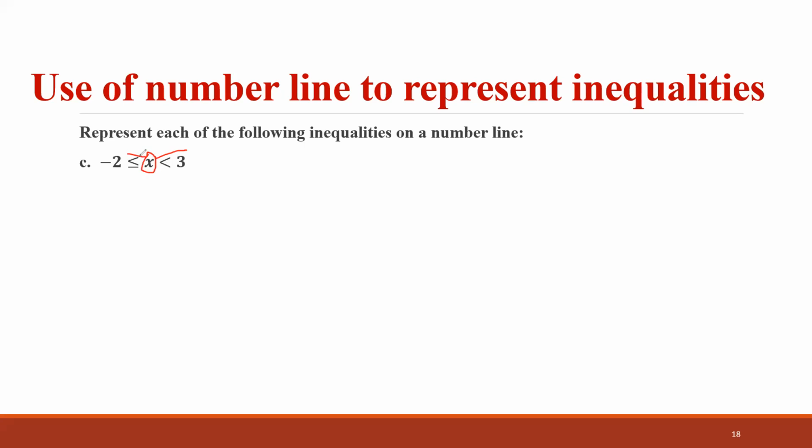When I say -2 is less than or equal to x, it is the same as x is greater than or equal to -2. That's why I'm going to consider x as my beginning part. So I'm going to take those values where x is greater than or equal to -2. Then I also consider this part where x is less than 3.